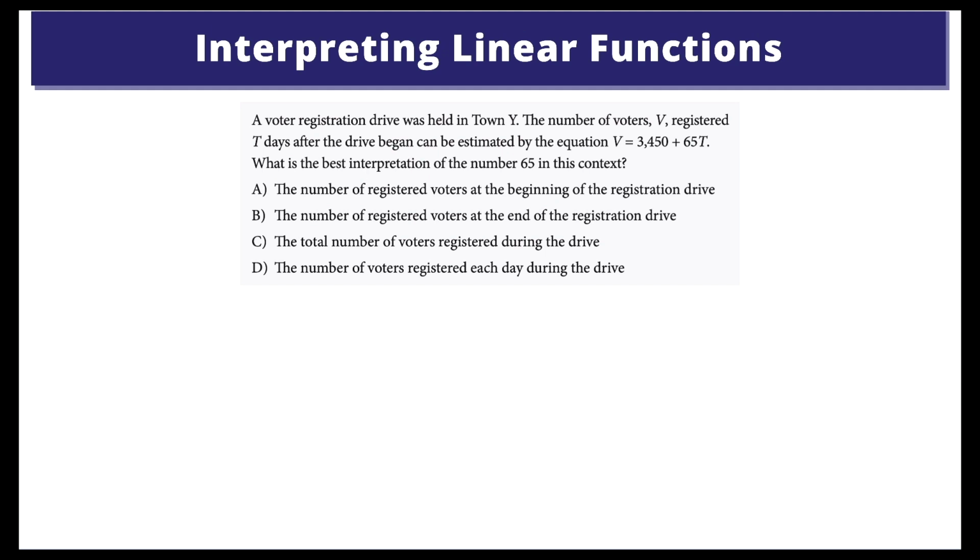Interpreting linear functions. A voter registration drive was held in town Y. The number of voters V registered T days after the drive began can be estimated by the equation V equals 3,450 plus 65T. What's the best interpretation of the number 65 in the context? So let's write down the equation.